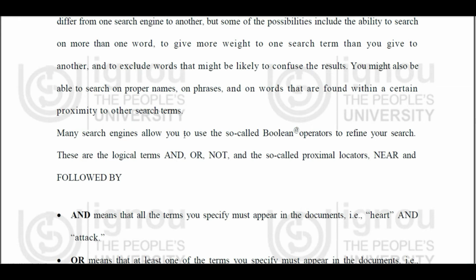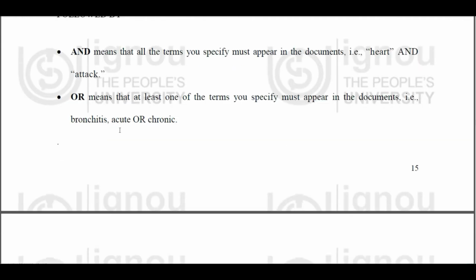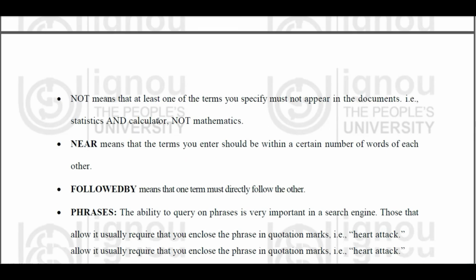Many search engines allow you to use the so-called Boolean operators to refine your search. These are the logical terms AND, OR, NOT, and so-called proximal locators like NEAR and FOLLOWED BY. AND means that all the terms you specify must appear in the documents, that is, heart AND attack. OR means that at least one of the terms you specify must appear in the documents, that is, bronchitis, acute OR chronic.